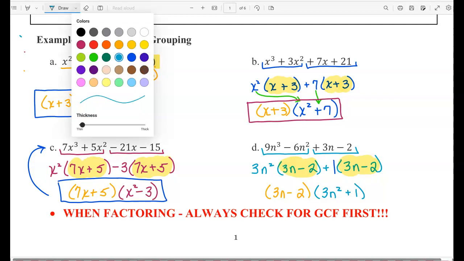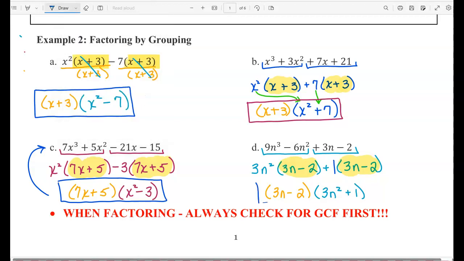So again, you could check this by using the distributive property or the FOIL method, however you remember it. And if you did it correctly, you should get right back to the original. It doesn't matter if the terms were in a different order, they are still equivalent. So if you factored that and got a different order, that is still correct.